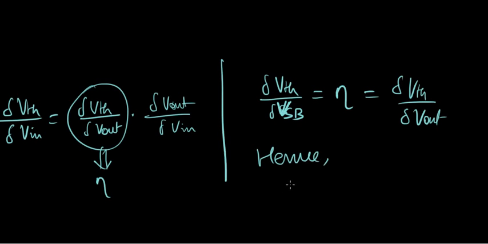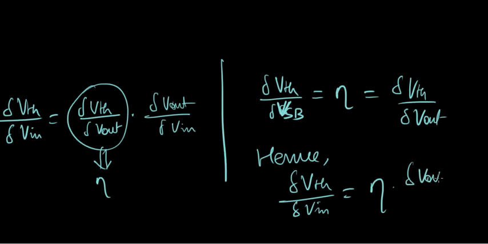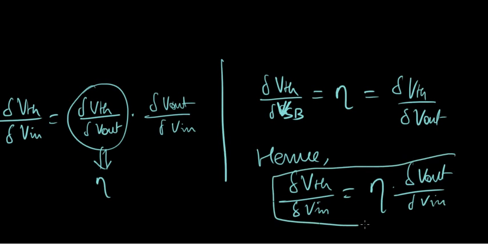Hence, delta VTH over delta V in can be written as eta times delta V out over delta V in. Perfect. I hope this clarifies the doubt about this one, and thank you very much for pointing that out. I just took it for granted, so this was really good. Thank you so much. See you later.